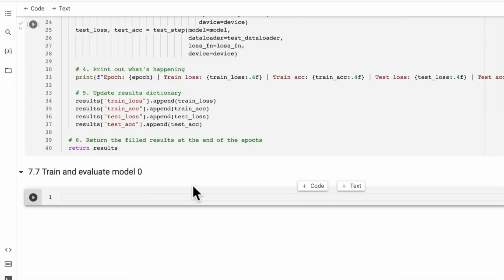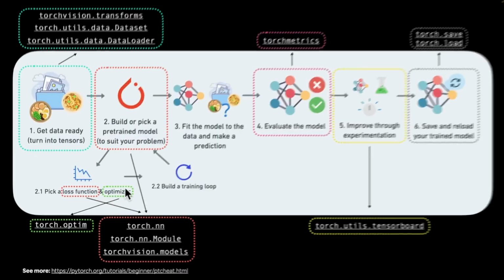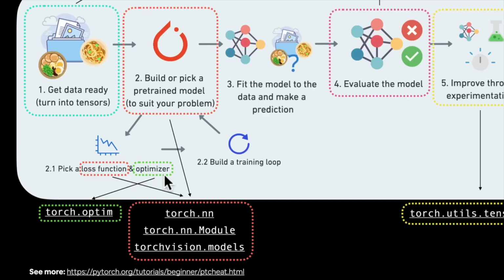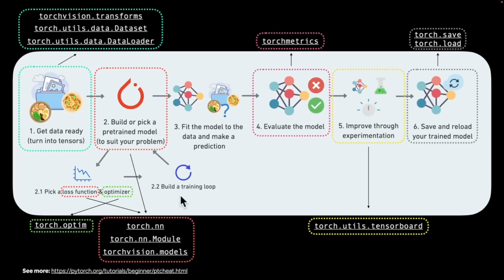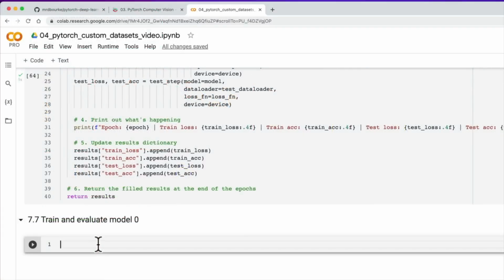Now, if we refer back to the PyTorch workflow, I issued you the challenge in the last video to try and create a loss function and an optimizer. I hope you gave that a go, but we've already built a training loop. So we're going to leverage our training loop functions, namely train, train step, and test step. All we need to do now is instantiate a model, choose a loss function and an optimizer, and pass those values to our training function. So let's do that. All right, this is so exciting.